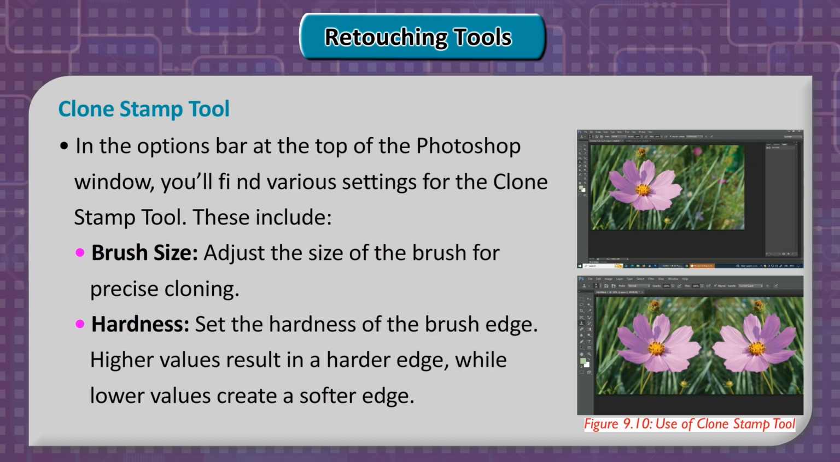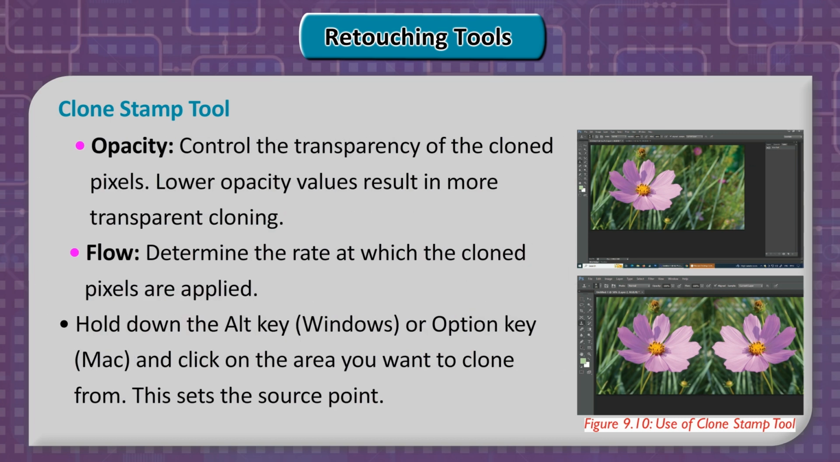In the options bar at the top of the Photoshop window, you'll find various settings for the Clone Stamp tool. These include brush size: adjust the size of the brush for precise cloning. Hardness: set the hardness of the brush edge. Higher values result in a harder edge, while lower values create a softer edge. Opacity: control the transparency of the cloned pixels. Lower opacity values result in more transparent cloning. Flow: determine the rate at which the cloned pixels are applied.